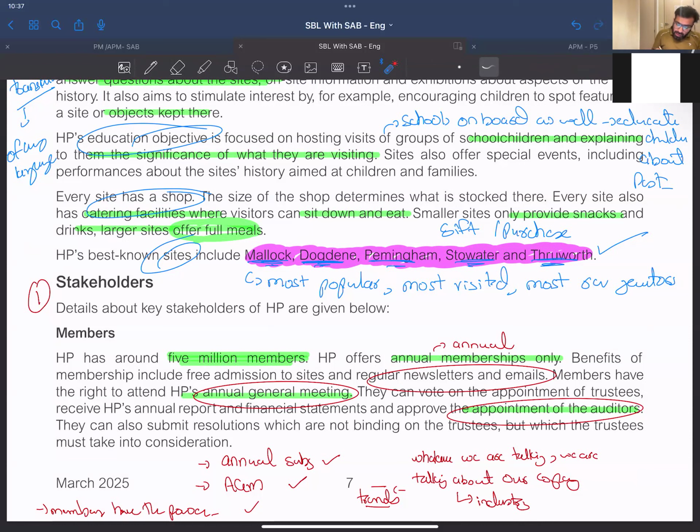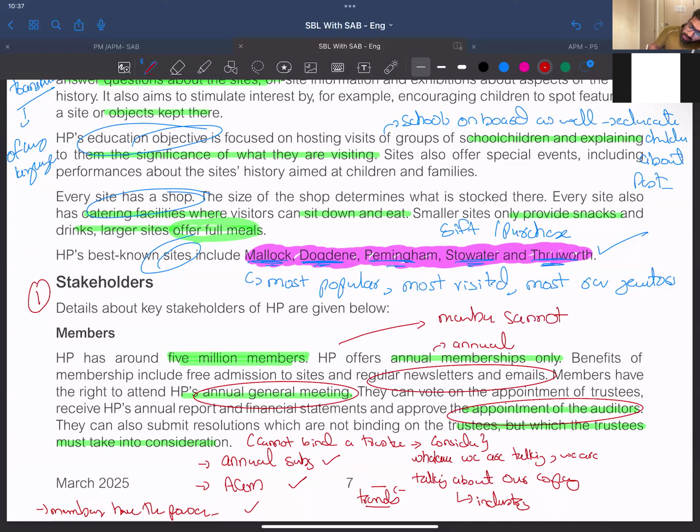Now, they can also submit resolutions which are not binding on the trustees, but which the trustees must take into consideration. So you cannot bind a trustee, but at least they'll consider your request. They cannot ignore you. So the thing is, members cannot be ignored by trustees, right?